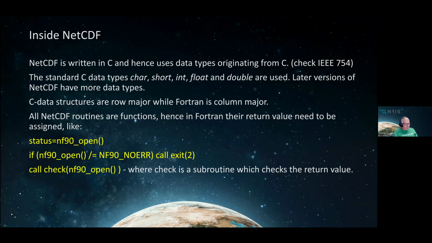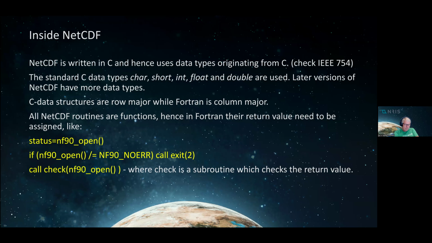The standard C data types apply. Character for an octet or a byte. Short is normally a 2-byte integer, 16-bit integer. An int is normally a 4-byte integer, 32-bit. Float is a 32-bit float, and double is a 64-bit.